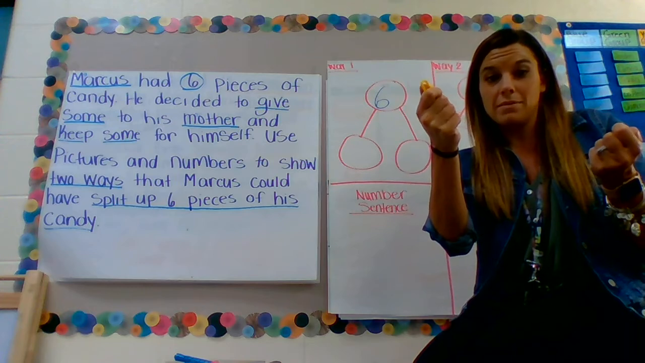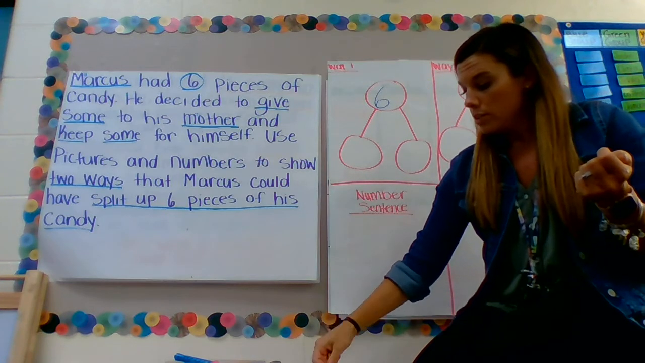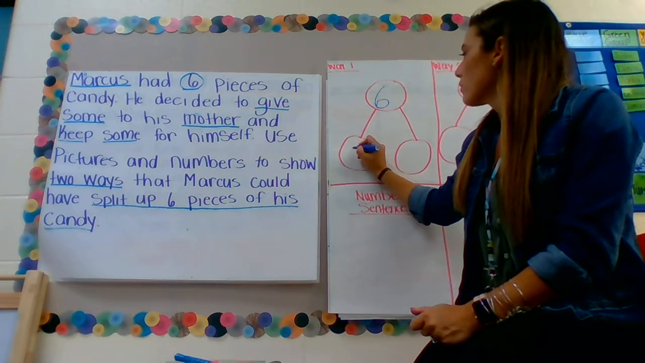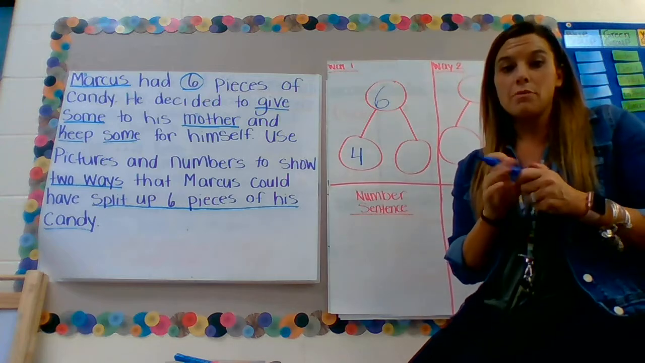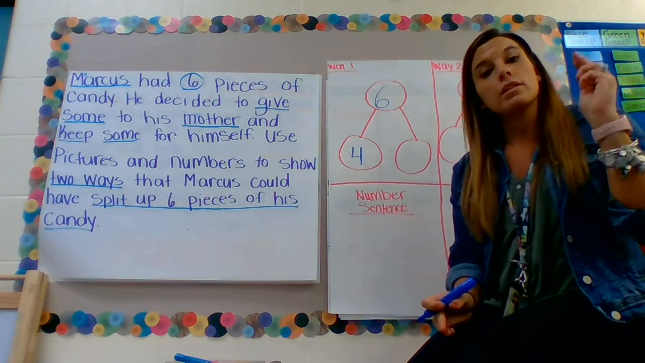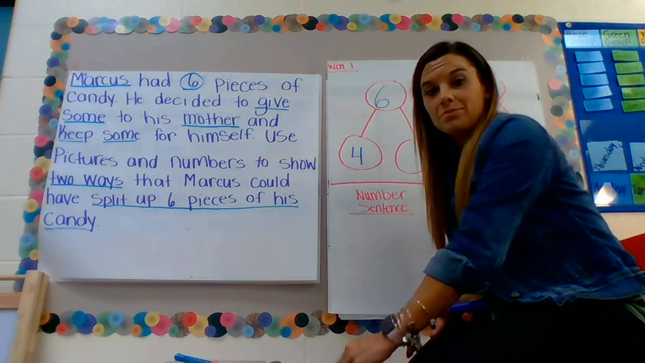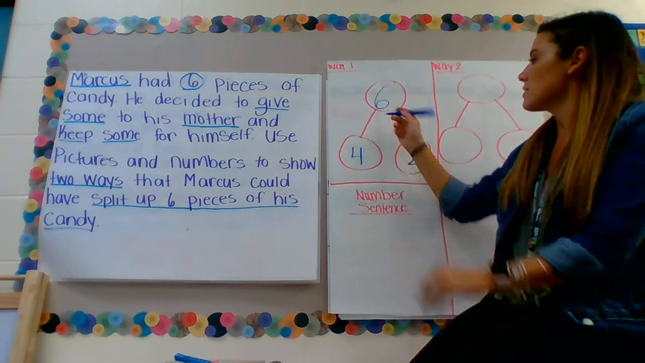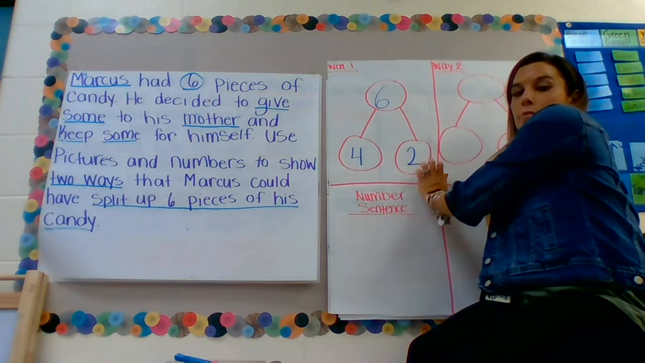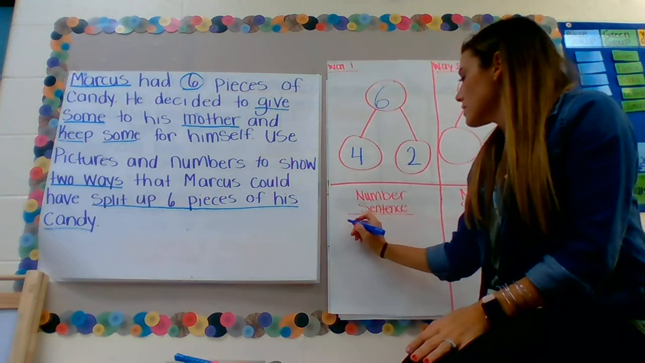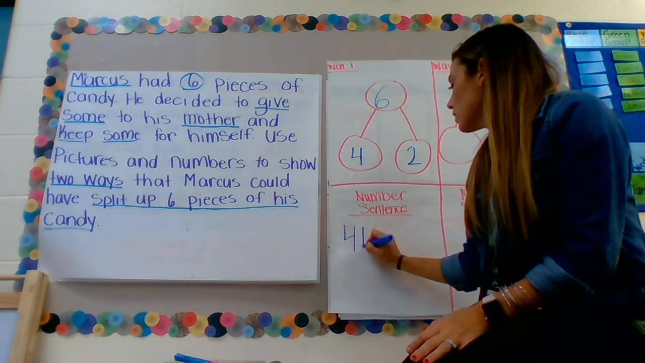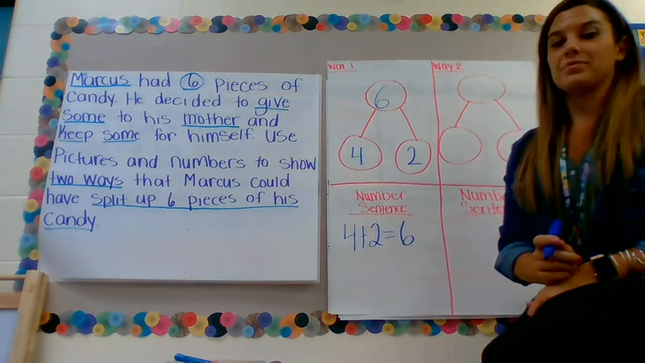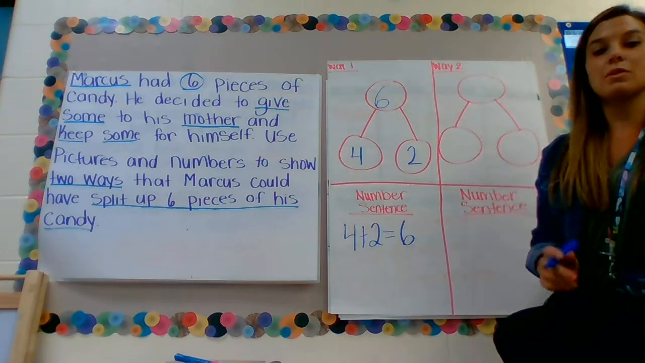Okay? So I'm going to count how many are in my first hand, because this is how many I'm going to give to my mother. 1, 2, 3, 4. So I'm going to write the number 4. Then I'm going to count how many are in this other hand, because this is how many I'm going to keep for myself. 1, 2. So if I look at the number bond, remember I have 6 pieces, I split it up, I'm giving 4 to my mom, 2 for myself, so I can say 4 plus 2 equals 6. Do you see how I did that? Okay, let's do it with this other side.